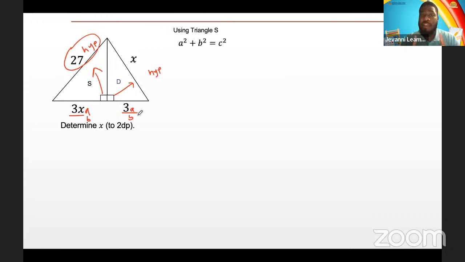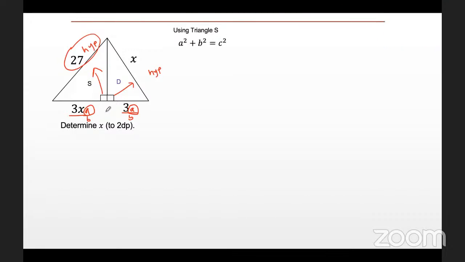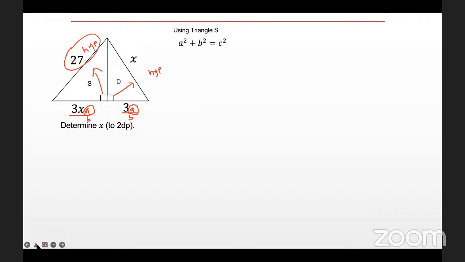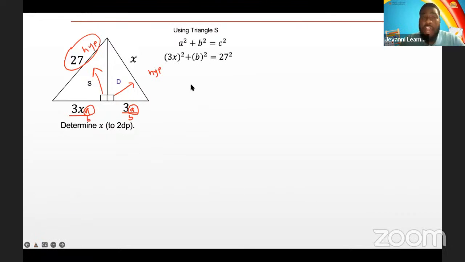So they must be the same letter, meaning A is 3x, and A is 3 for this triangle. For triangle D, A is 3. For triangle S, A is 3x, right? Right, Tasha? You following now? Yeah, bring up some more animation so we can follow a little bit more. All right. So I use my A as 3x.